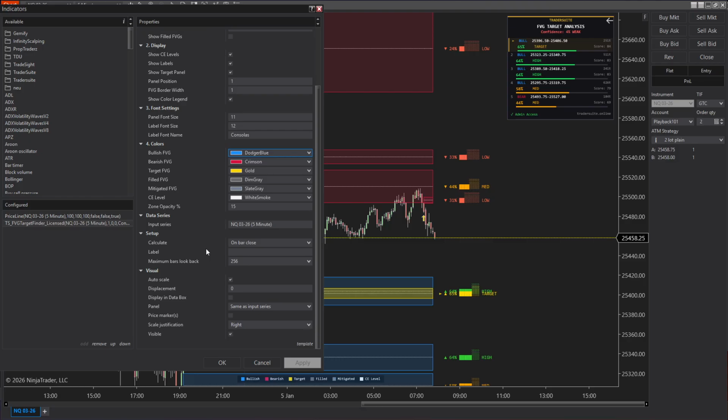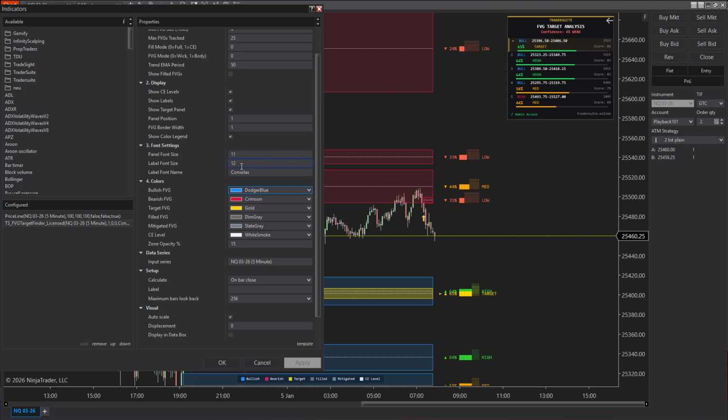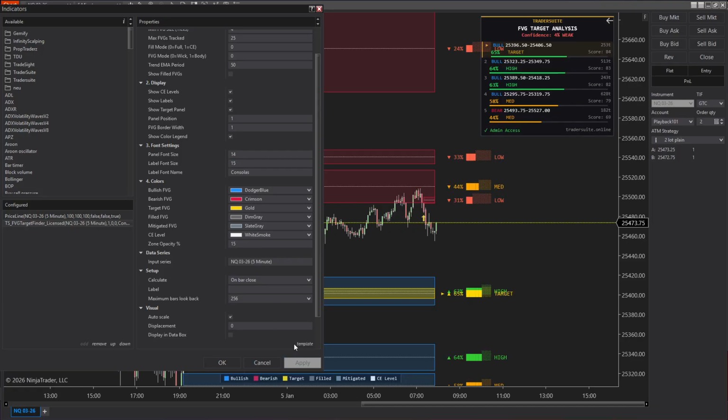Switch between wick and body detection modes on the fly. And toggle between full fill and CE fill modes. Everything updates in real time, no need to remove and re-add the indicator.